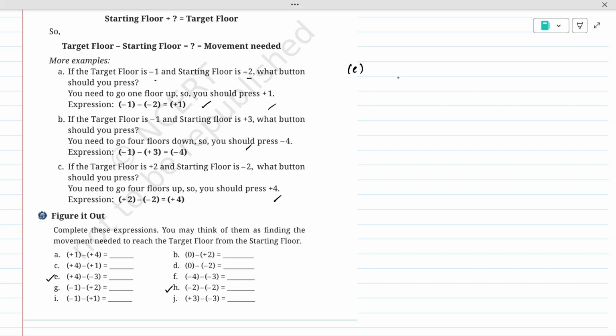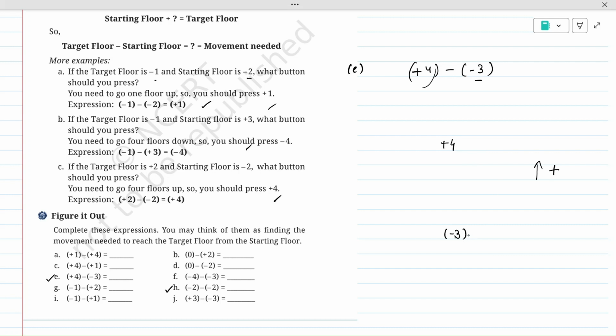So E says +4 is my target floor and -3, this is my starting point. So what it is saying is I want to go to +4 and currently I am at -3. So how much will I have to move here? -3 to +4 I have to go, that means up, and I have to press plus because I am going up. But how much?